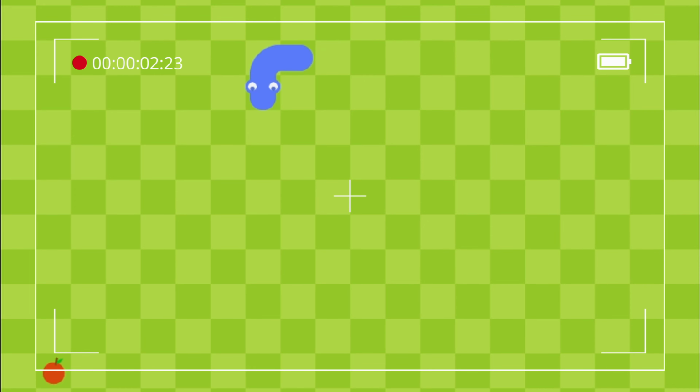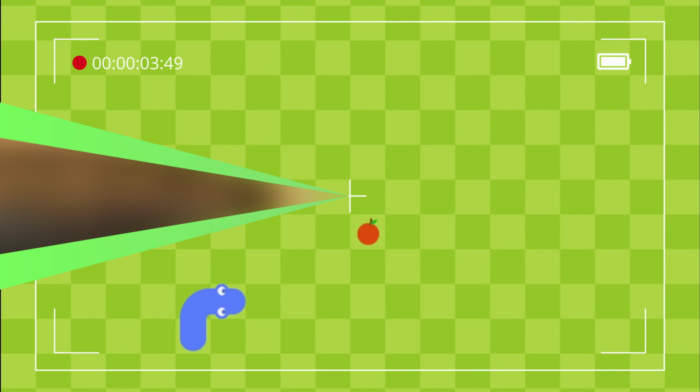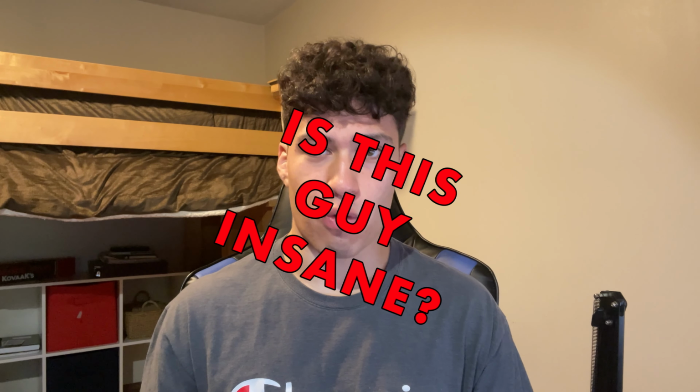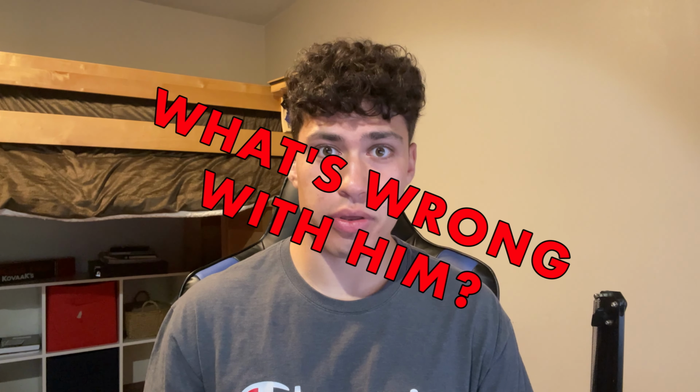This is a neural network trained with a genetic algorithm controlling a snake to eat apples. If you don't know what a genetic algorithm is, you're probably wondering, what's a genetic algorithm? Is it good? How does it work? If you do know what one is, you're probably wondering, is this guy insane? Why would he do that to himself? What's wrong with him? Both of these questions will be answered in this video.